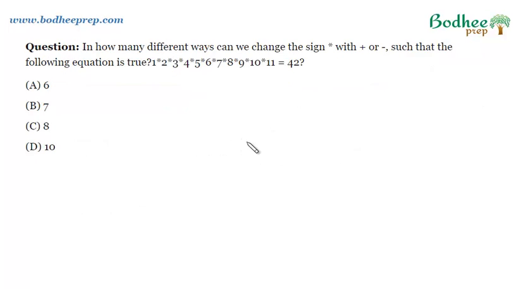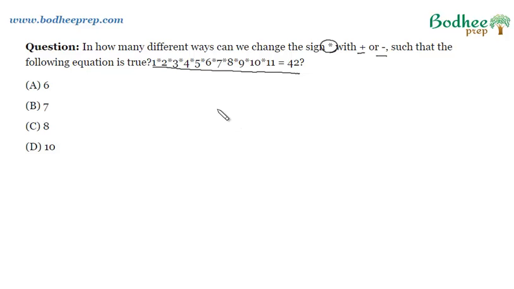Now let's see a very interesting question. It says: in how many different ways can we change this star sign, or asterisk sign, with plus or minus such that the sum has to be 42, right? Now, how to approach such kind of question?